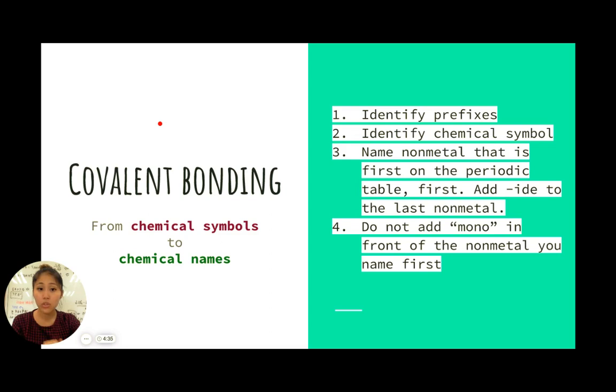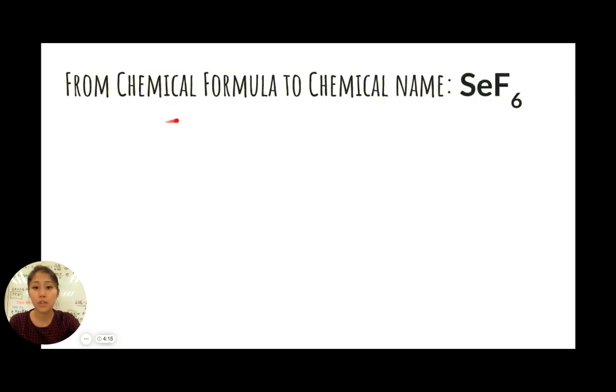Do not add mono. Mono means one. So don't add one in front of the nonmetal you name first. So for the very first atom, if there's only one of them, you don't need to say mono something something. You just assume that if they didn't add a prefix in front of the first nonmetal, then there's only one atom for that. Now, let's take a look at chemical formula to chemical name.